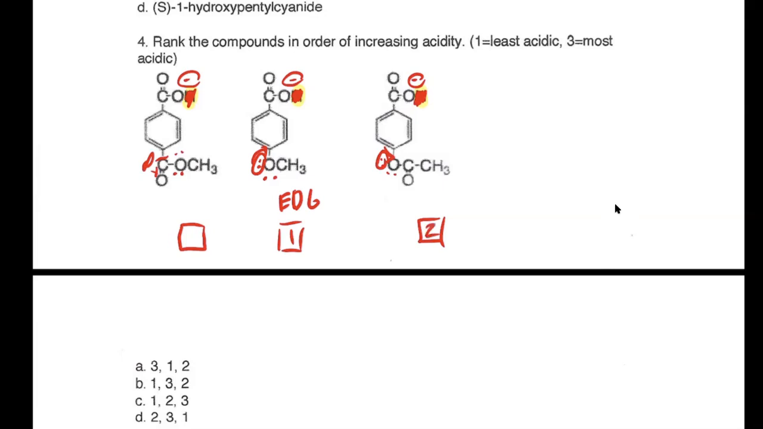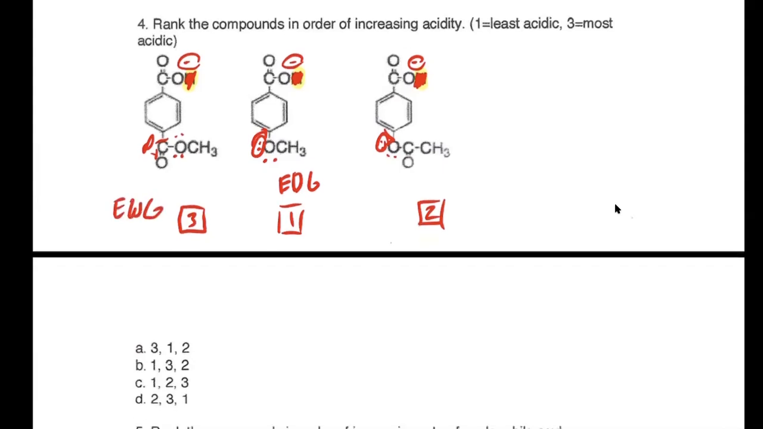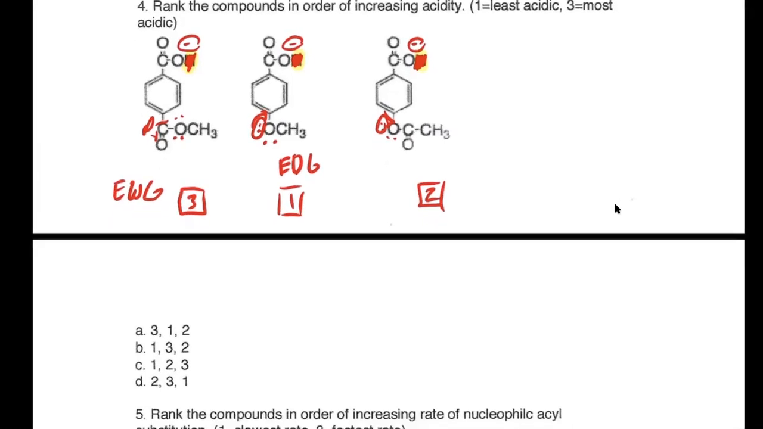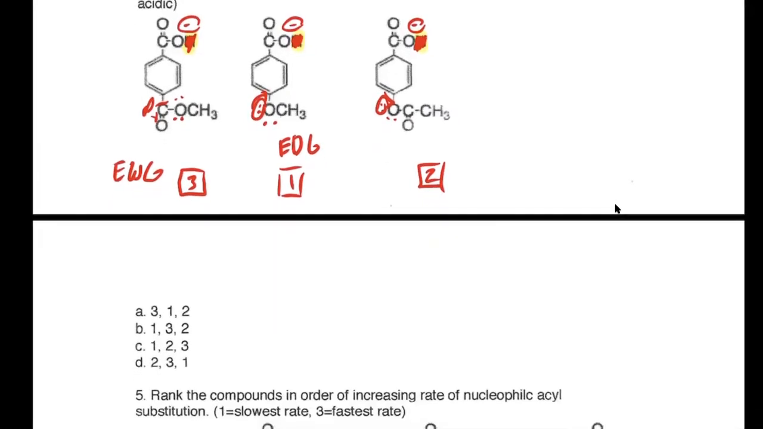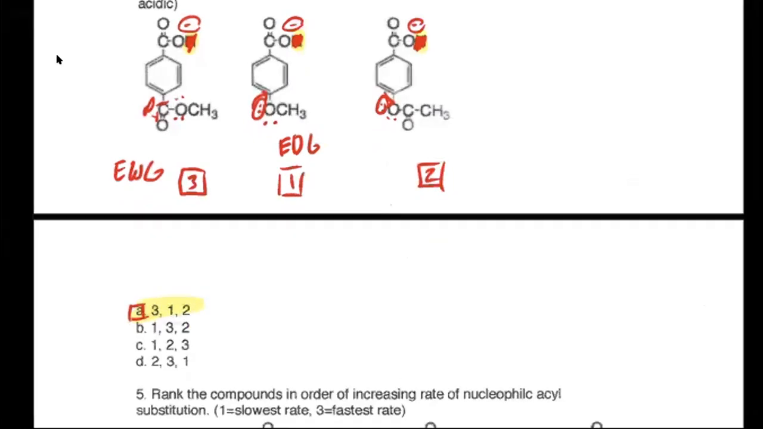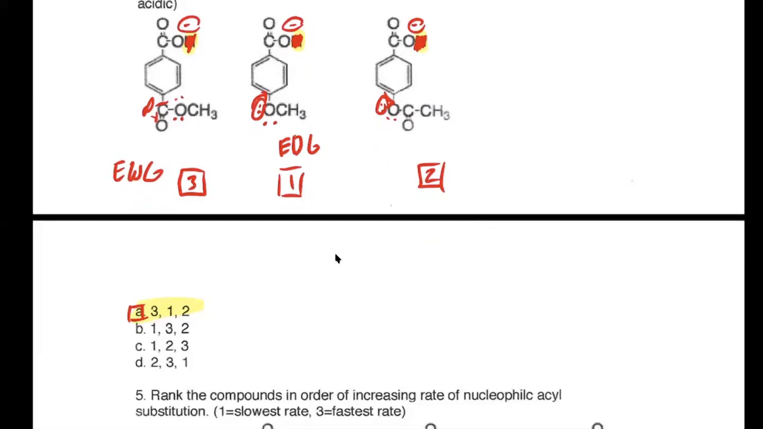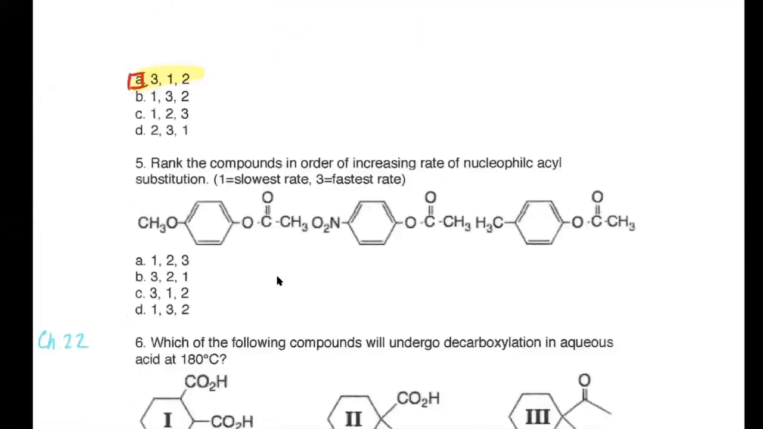So this is going to be our 2, and then this one is going to be our strongest acid because it's an electron withdrawing group. It's going to withdraw some of that electron density, thus delocalizing that negative charge that has been introduced, and therefore it is the strongest acid. So for this one, I would go with 3, 1, 2. All right, so that's for that one.